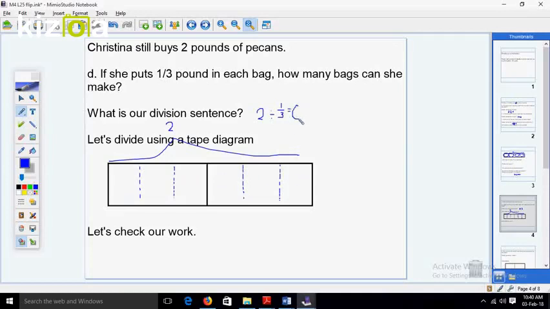All right, let's check our work just to make sure. So our quotient multiplied by 1/3, and it should give us 2. So 6 times 1 is 6 over 3. That's a bad 6. There we go. Now it looks like a 6. Anyway, 3 can go into 6 twice, and there we go.